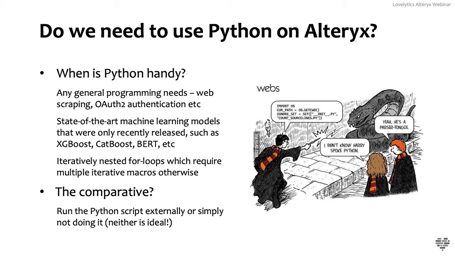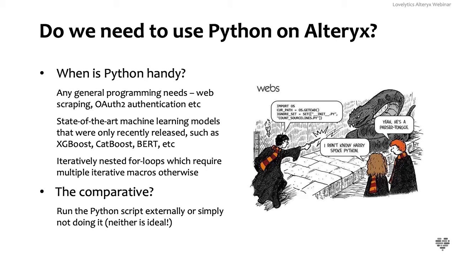The last one is iteratively nested for loops. So if you have a for loop within a for loop within a for loop, which is generally not good Python practice anyway. But if that is necessary for your use case, sometimes it's a little bit easier to use a nested for loop in Python itself than to stack multiple iterative macros together. So that just saves you time as opposed to being something that's not possible.